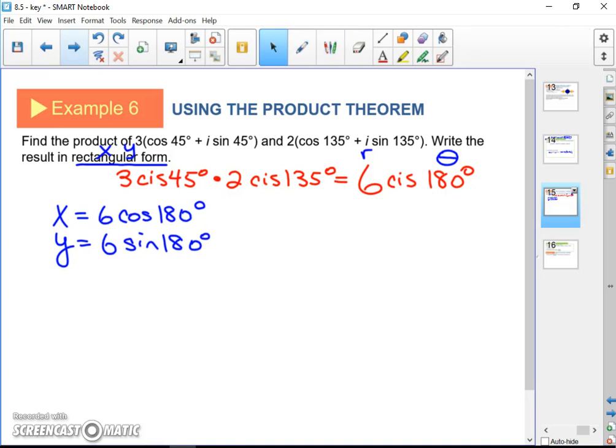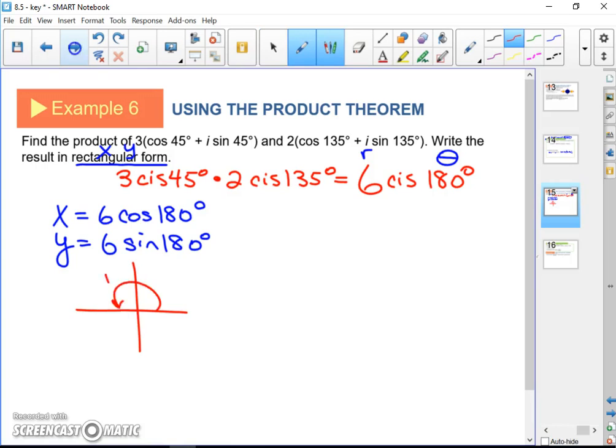Cosine 180. Maybe we want to draw a picture of 180. About 180 degrees is over here. So if you think about it from a reference angle, that's a 0 degree reference. And so you want to look at cosine of 0. Cosine of 0 is 1. But if you think about where we are over here on the left side, cosine 180 is going to be negative. Cosine is negative on that left side. So cosine 180 is negative 1 times the 6, gives me an x component of negative 6.